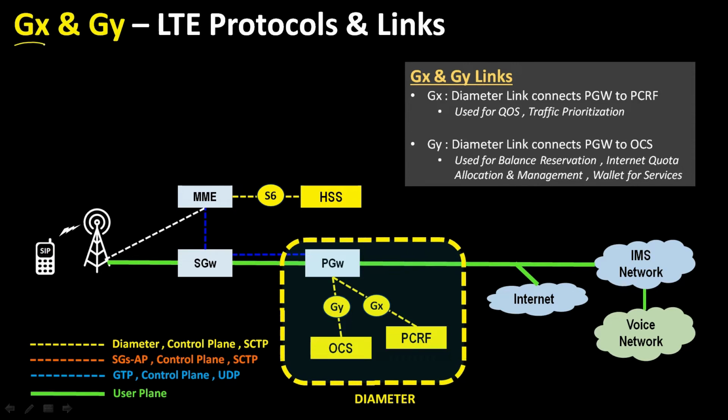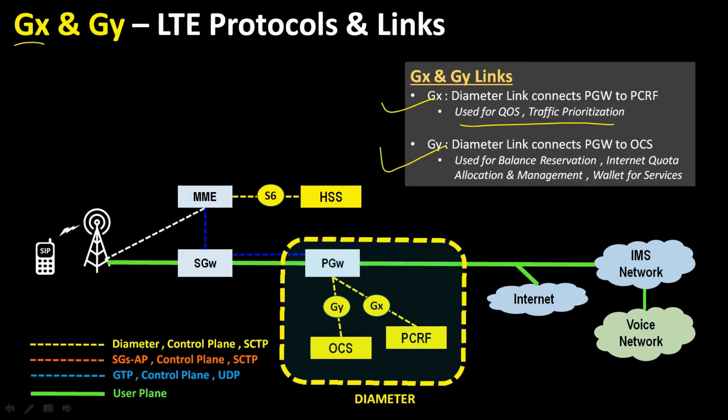The Gx interface is between the PCRF and P gateway. This is also a Diameter link allowing a PCRF to take direct control over the policy enforcement functions of the P gateway. This is used for QoS management. In simple words, the Gx link is used for enforcing the speed of users. For example, a 4G user will be provided 100 Mbps download speed, and once the user consumes all the internet quota, the speed will be reduced or throttled to 128 kbps by the PCRF with the help of the Gx link.